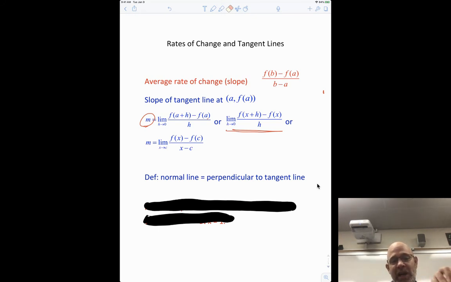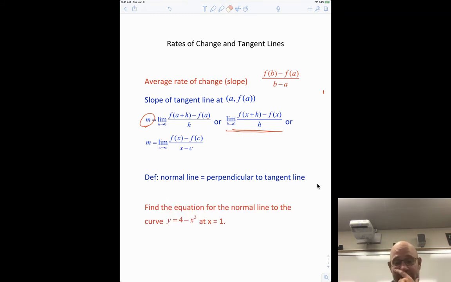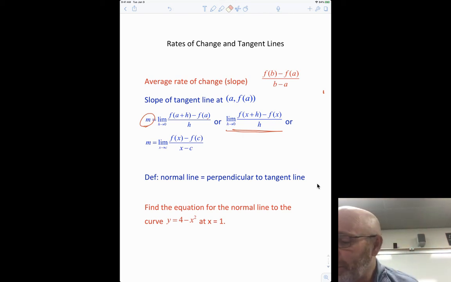A normal line is a line that's perpendicular to the tangent line. So the typical question would look like this, which we'll do here in just a second. Find the equation of a tangent line to a certain curve at a point. If I just said find the equation of the normal line, I would need to use perpendicular. So we'll do that one second.